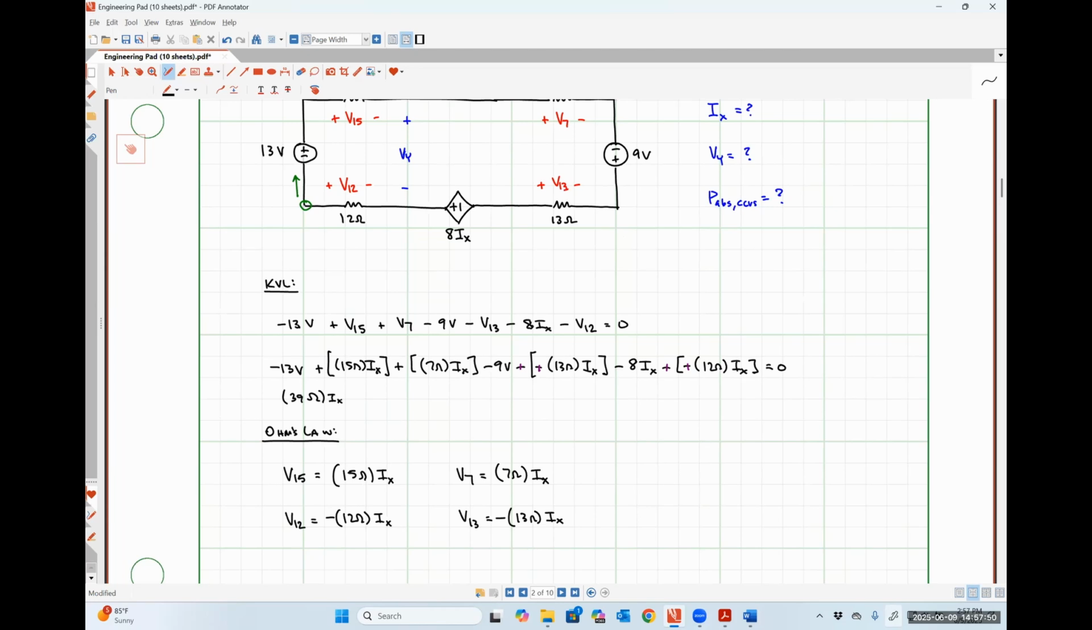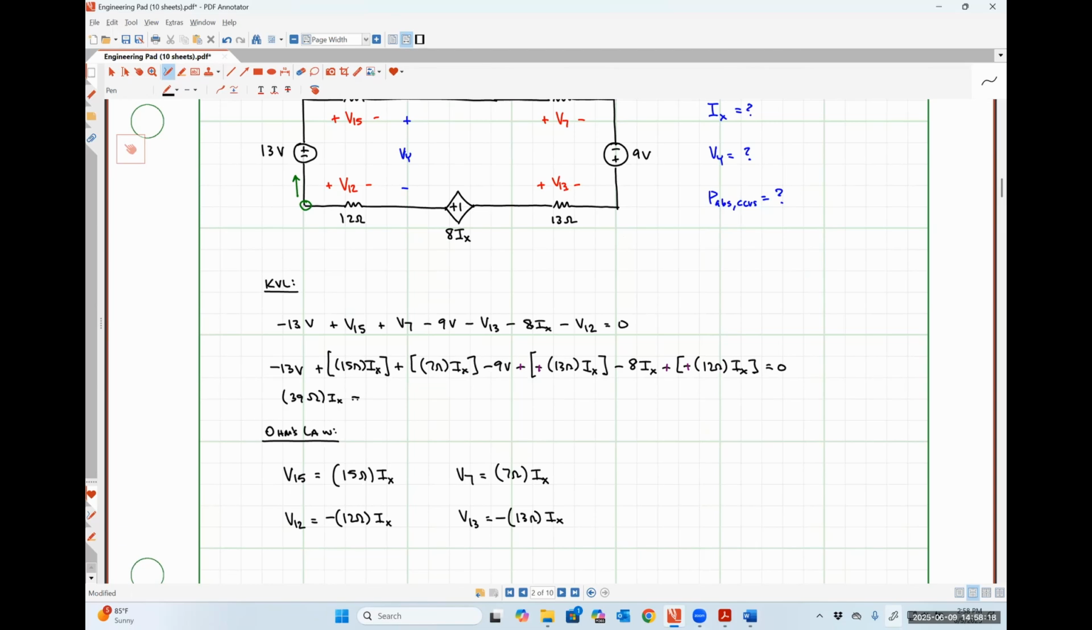For those of you that are concerned that I lumped that 8 in there as if it were a resistor, remember that this is a current controlled voltage source, so the units on that scaling coefficient are actually 8 volts per amp, where a volt per amp is the same thing as an ohm. So it's perfectly acceptable that I just treat that 8 as if it were 8 ohms.